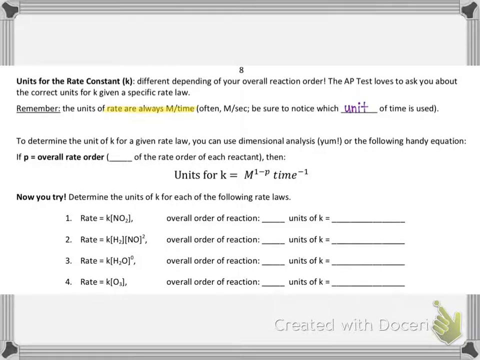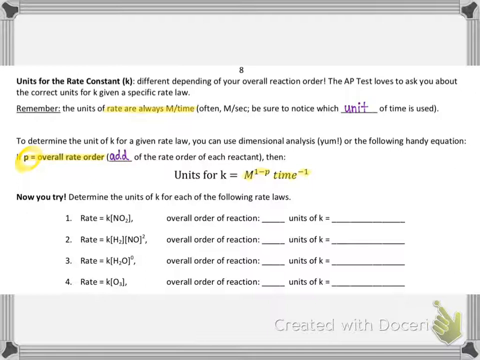You can use dimensional analysis like we did previously to figure out the units for k, and that will always work. But there is a handy-dandy equation that you can use. You would have to memorize it if you want it, but it is short and sweet if you want to use this to always figure out the units of k for a specific rate law. So first you have to figure out the overall order of the reaction. We call that P. It's just if you add up all the individual orders, then the units for your rate constant are always going to be molarity raised to the power of 1 minus the overall rate order, times time to the -1, because that one's always going to be true.